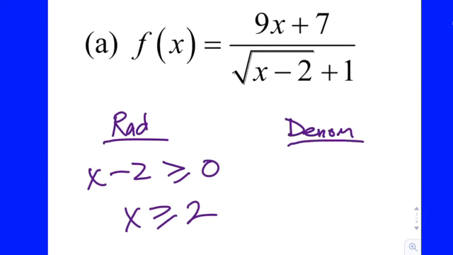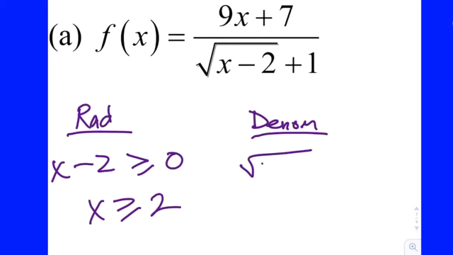We haven't seen one like this because in the past, the denominator has just been the radical. But we have a little helper term down there, don't we? It's radical, and then outside the radical we have plus 1. So remember, for the denominator, we take the entire denominator and say it can't equal 0, the entire thing.